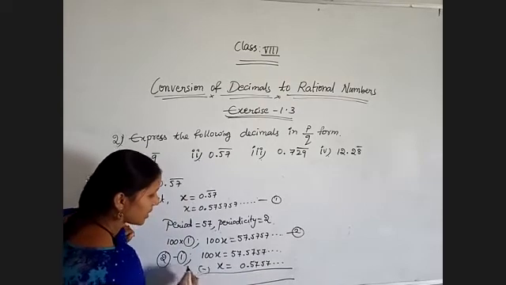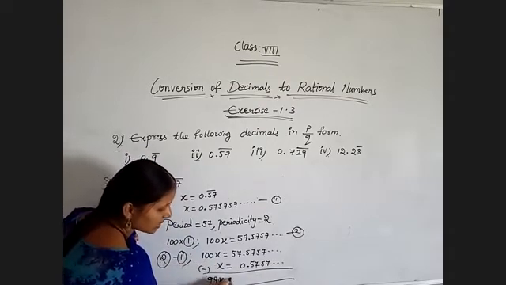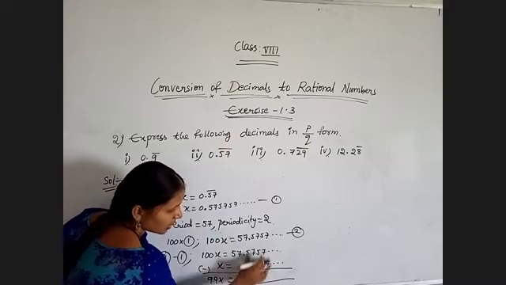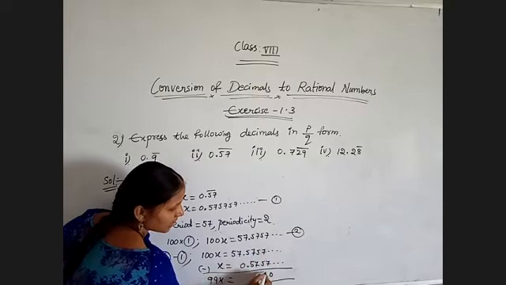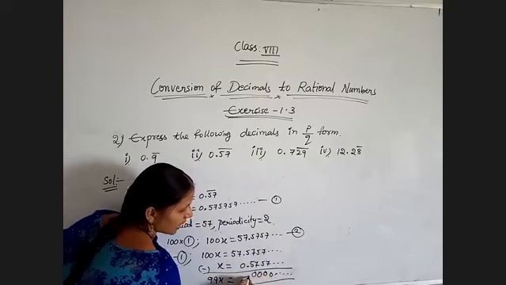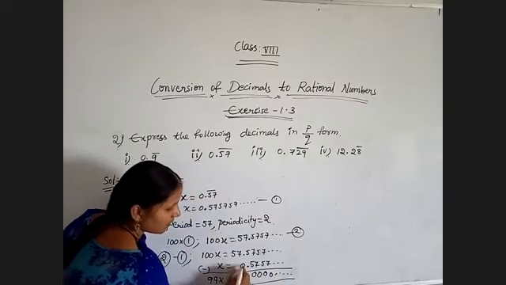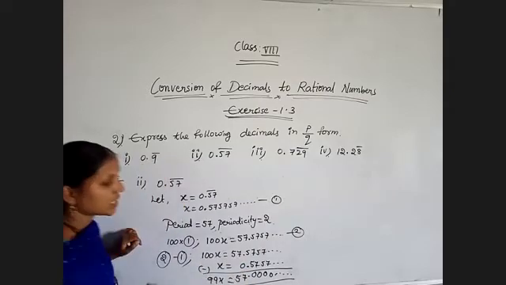Now 100x minus x, that is 99x, is equal to... in the decimal digits, all are the same digits, so we have 7 minus 7 is 0, 5 minus 5 is 0. So the decimal place completely reads as 0. This is 7 minus 0 is equal to 7, 5. So 57.000 like that.